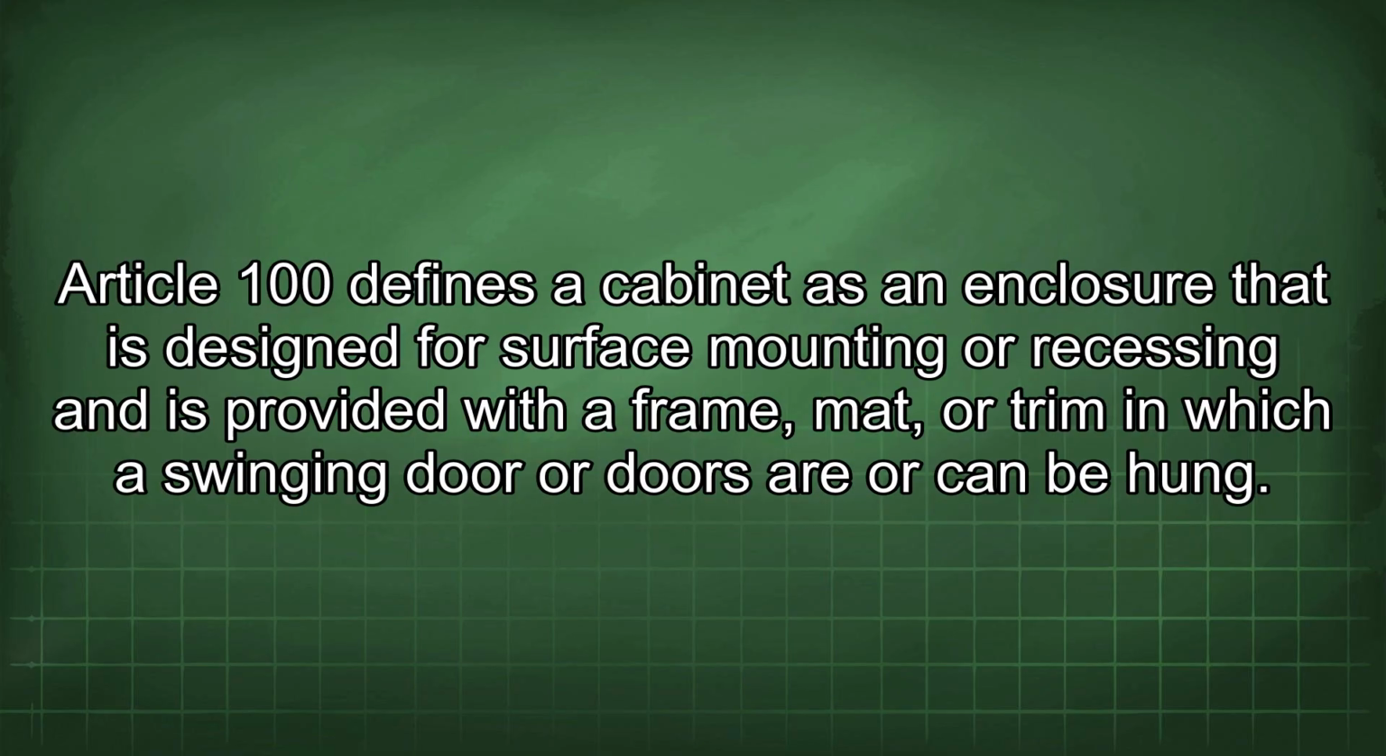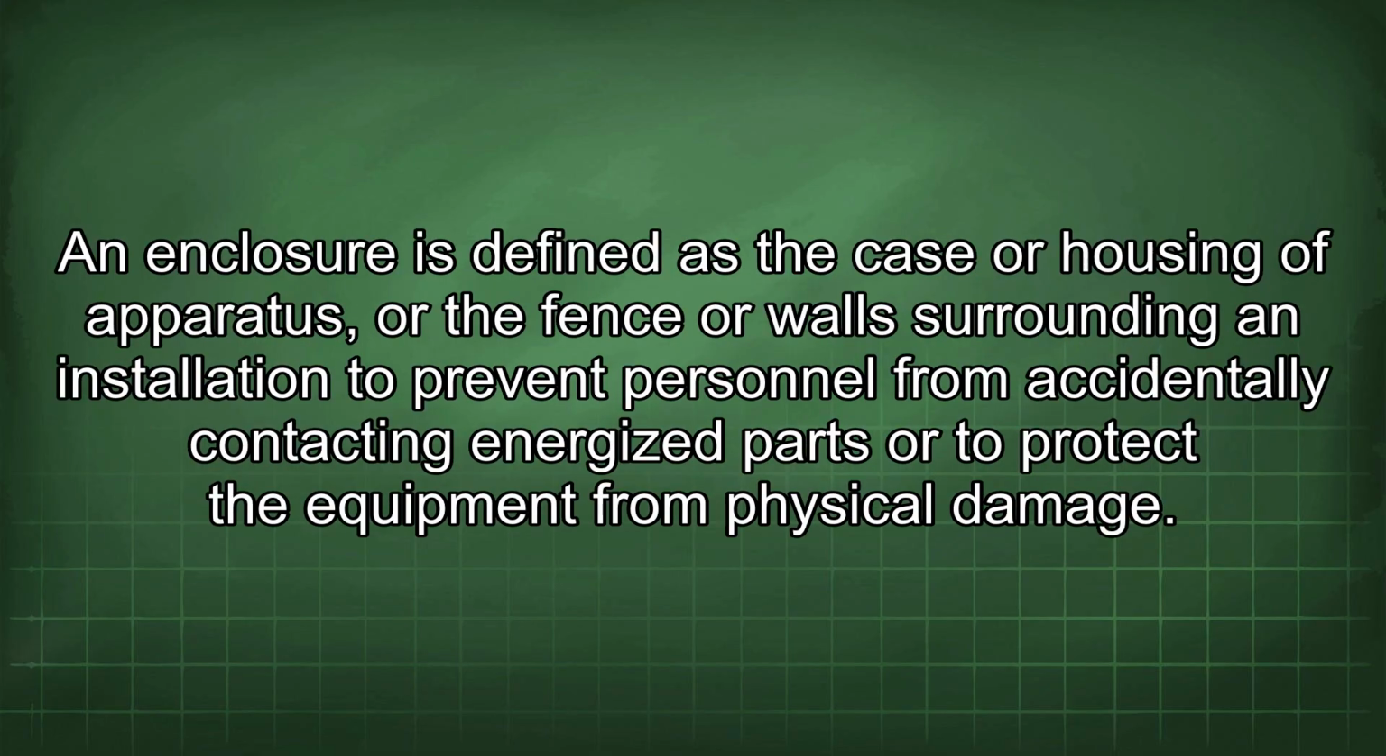Article 100 defines a cabinet as an enclosure that is designed for surface mounting or recessing and is provided with a frame, mat, or trim in which a swinging door or doors are or can be hung. An enclosure is defined as the case or housing of apparatus, or the fence or wall surrounding an installation to prevent personnel from accidentally contacting energized parts or to protect the equipment from physical damage.